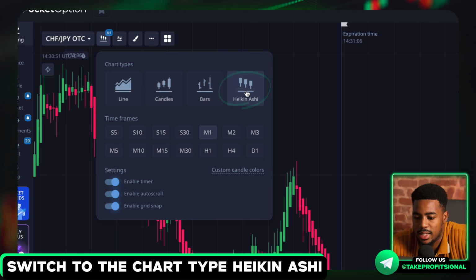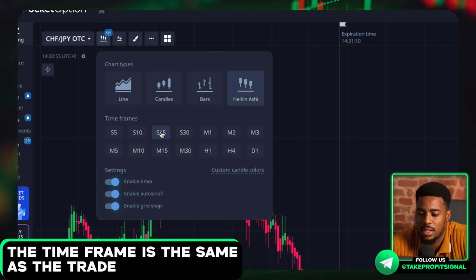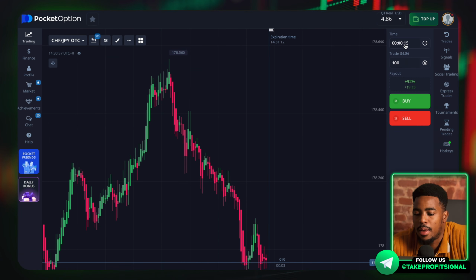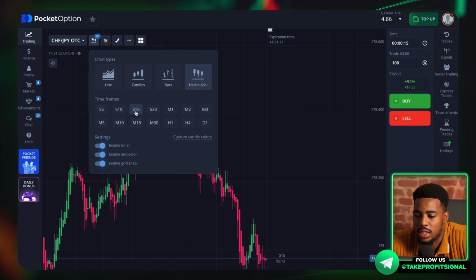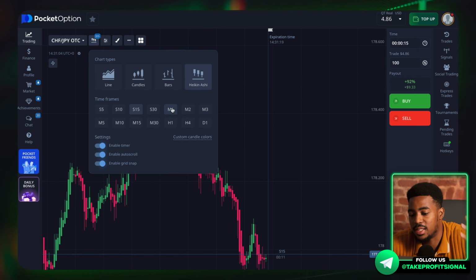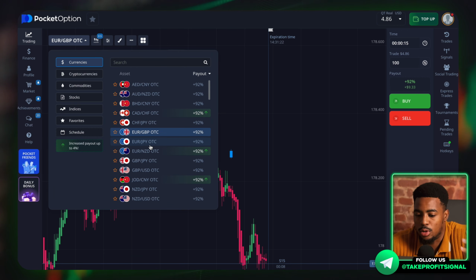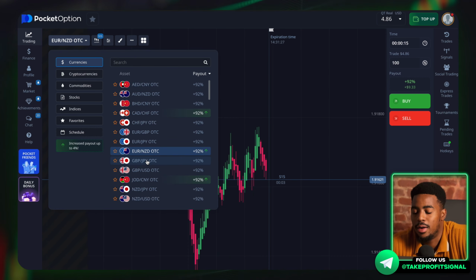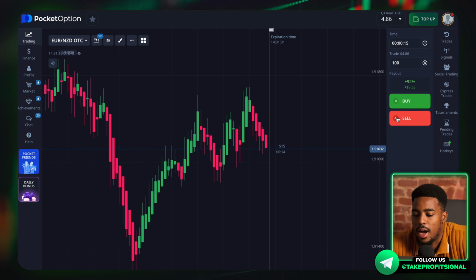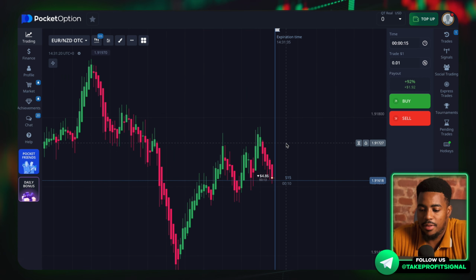First, switch to the latest type of chart on Pocket Option. Second, set the time frame to match the duration of your trade. My trade duration is 15 seconds, so the time frame for each candle should also be 15 seconds. You can trade on M1, but then don't forget to switch back. Next, look for a chart where there are 5 full candles of the same color in a row. After that, we will enter a trade in the same direction for the same 15 seconds.